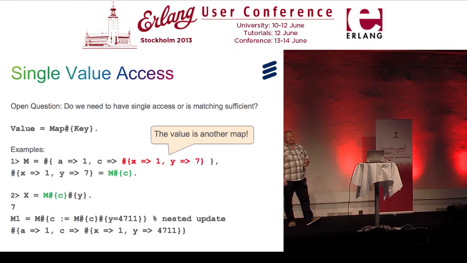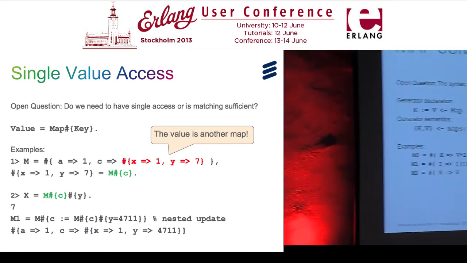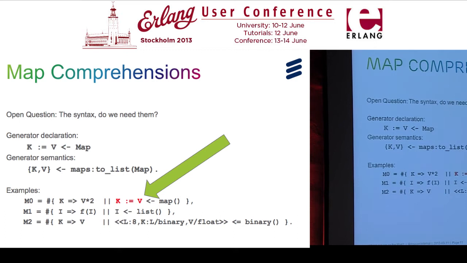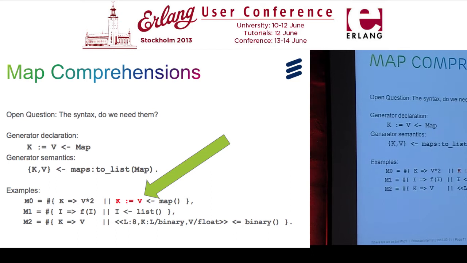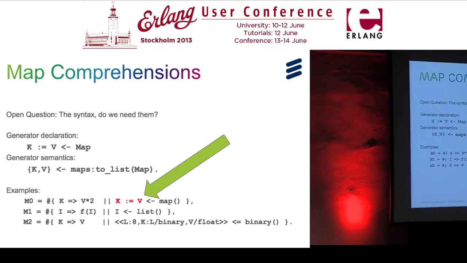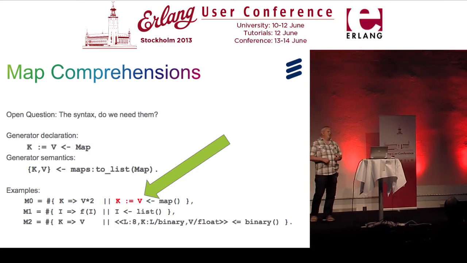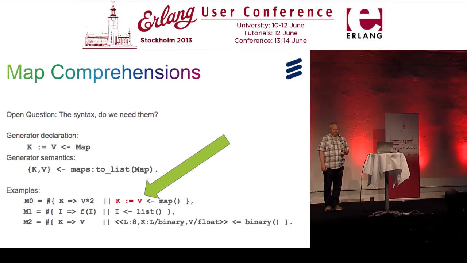Map comprehensions are also available. In this case, you can have a map as a generator in the comprehensions we already have, and we can have a new type of comprehension which is building a new map from whatever generator you had from the beginning.